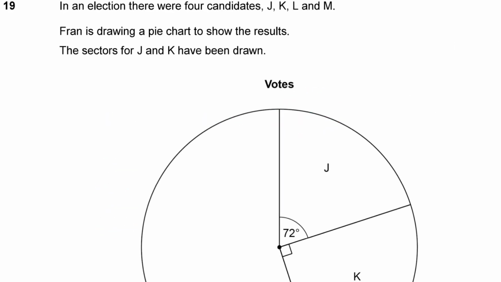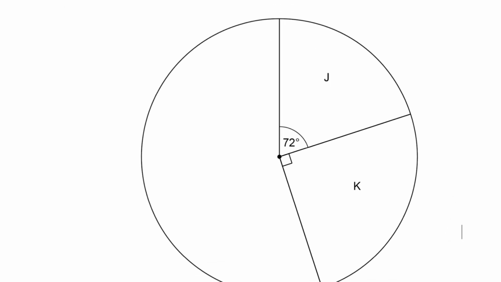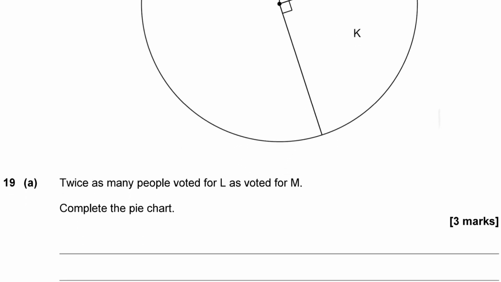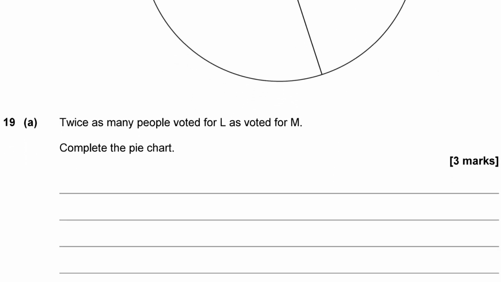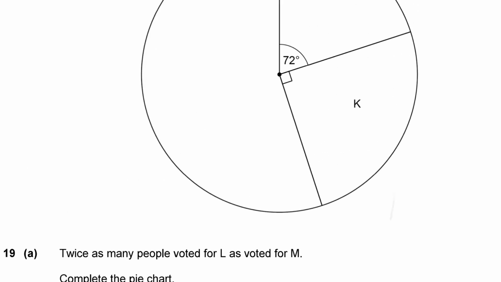Question 19. In an election, there were 4 candidates, J, K, L, and M. Names obviously changed there to protect the innocent. Fran is drawing a pie chart to show the results. The sectors for J and K have been drawn. Okay, so we've got J and K there. So we know that J was 72 degrees and K was 90 degrees. And we're told that twice as many people voted for L as for M. We need to complete the pie chart.